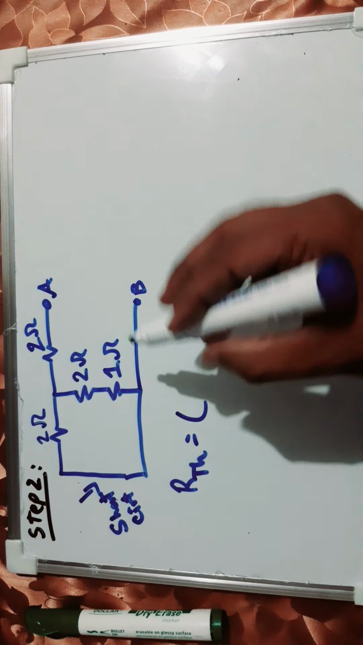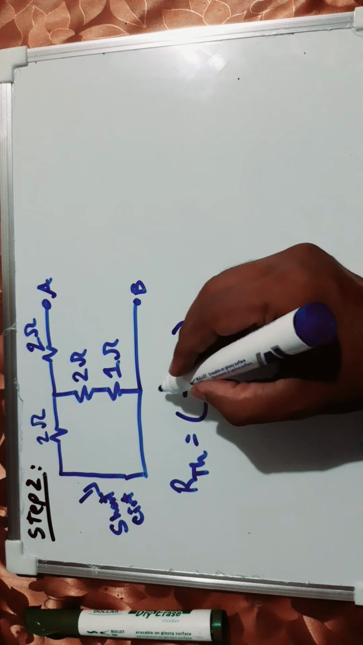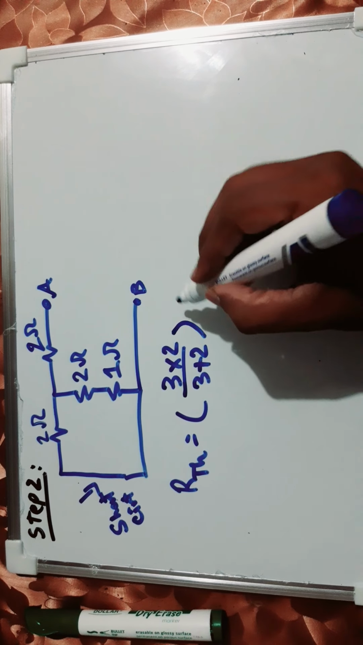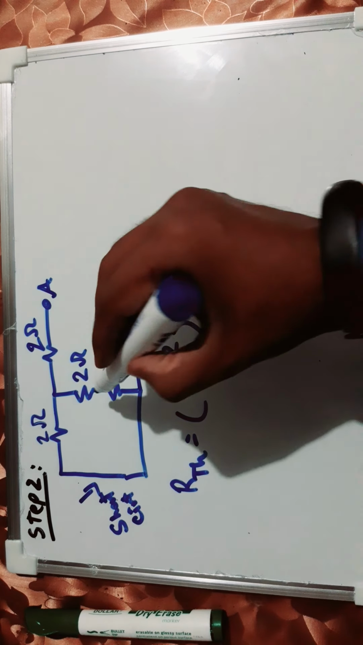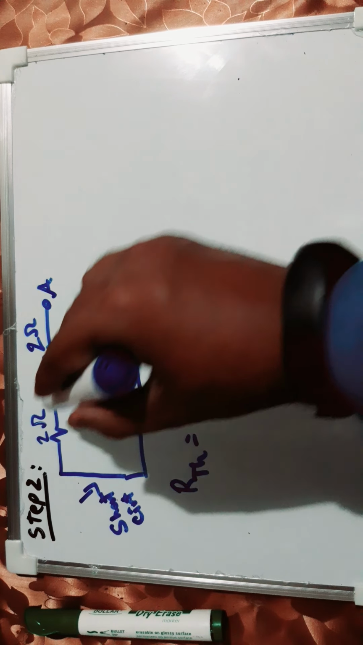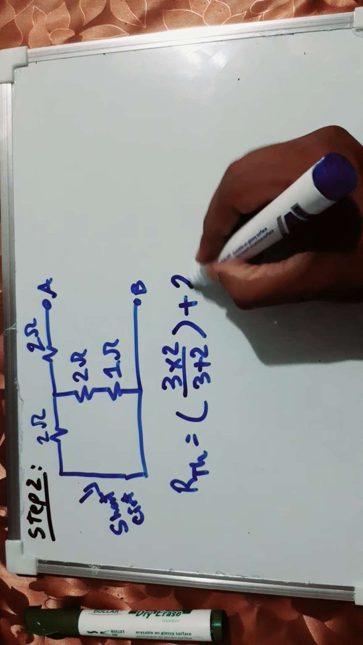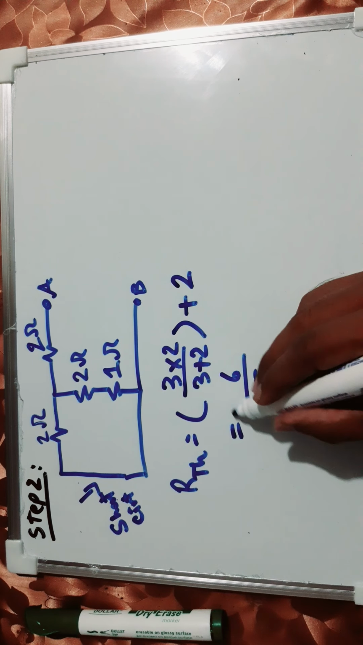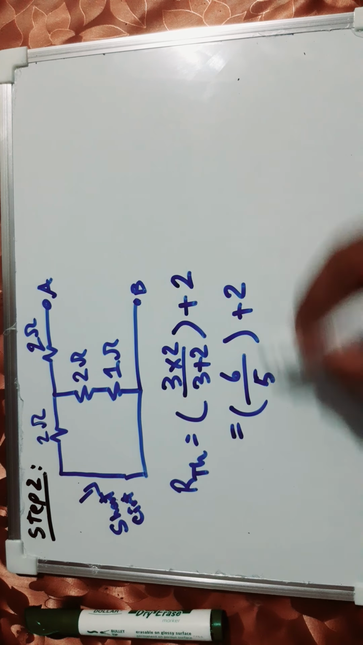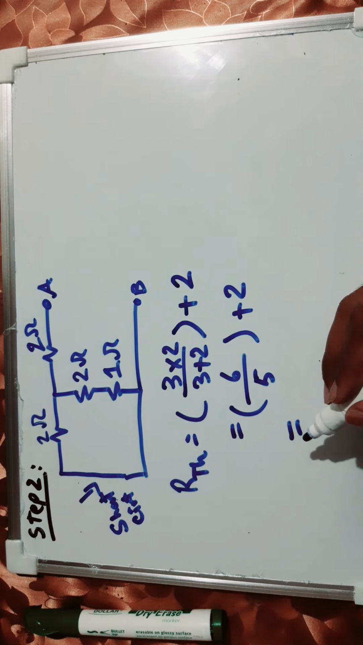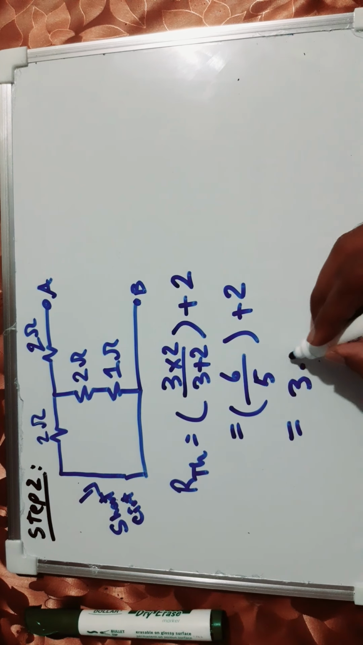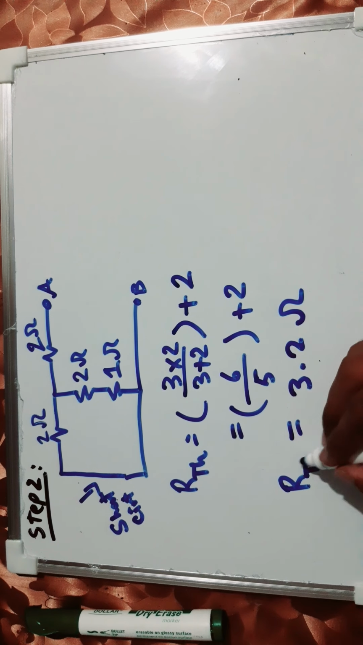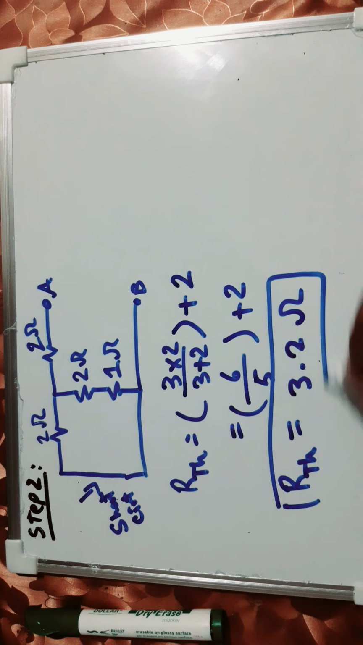So 2 plus 1 is 3, 3 and 2. 3 into 2 over 3 plus 2. And what resistance will we add, because the answer will be in series, that is 2. 6 divided by 5, plus 2, that is 3.2 ohm. So this is R Thevenin.